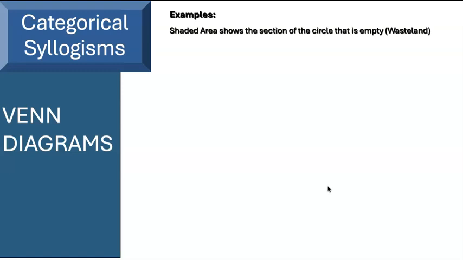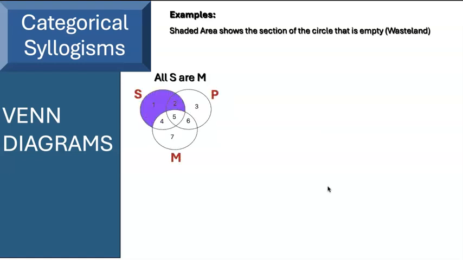Examples. I want to do some Venn diagrams. Remember, the shaded area shows the section of the circle that is empty. With two premises, we always complete the universal premise first, since that has a shaded area showing us what is empty. So, all S are M. All members of the subject circle are members of the predicate circle.